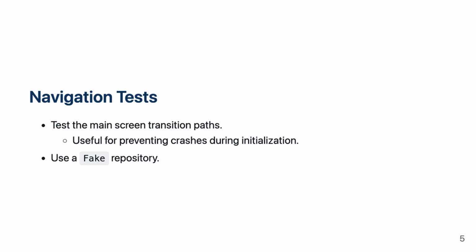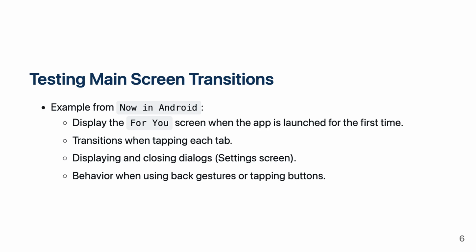Next, let's talk about navigation testing. In navigation testing, we test the most common screen transition paths. This test helps prevent crashes during initialization. Also, we use a fake repository instead of a real repository to improve reproducibility. In navigation testing, we verify that the main screen transitions work correctly and that there are no crashes.